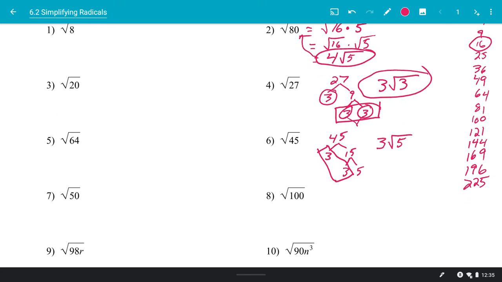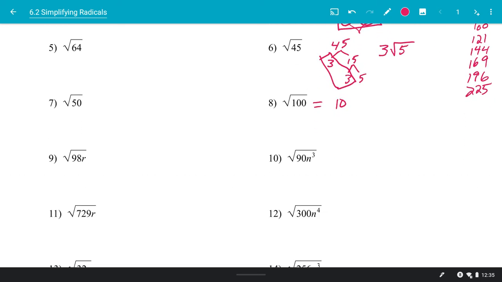Now, number 8, I like number 8 because it is one of my perfect squares. That makes it pretty easy. The square root of 100 is 10. Now, what happens when I have variables? Okay, let me do the number first. Let's go 90. Let me factor tree that to 9 times 10, and 3 times 3, 2 times 5. Well, I've got two 3s, so I can pull that out. And then the 2 and the 5, they're just singles, so I'm going to leave it right there. 3 times the square root of 10.